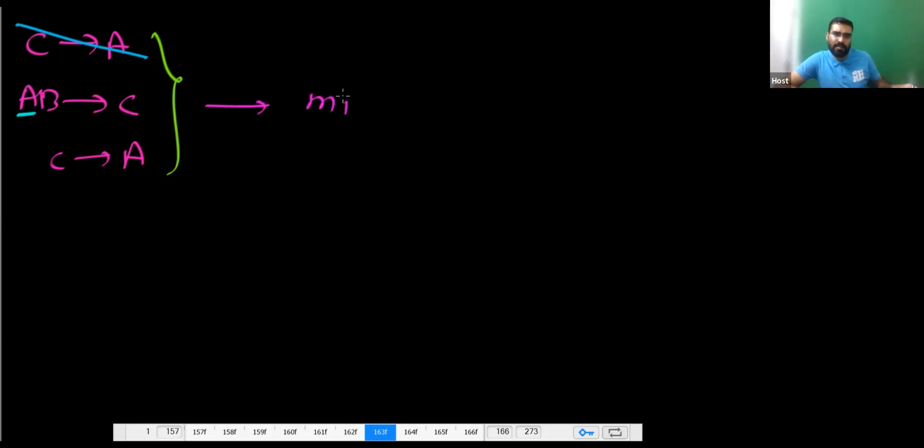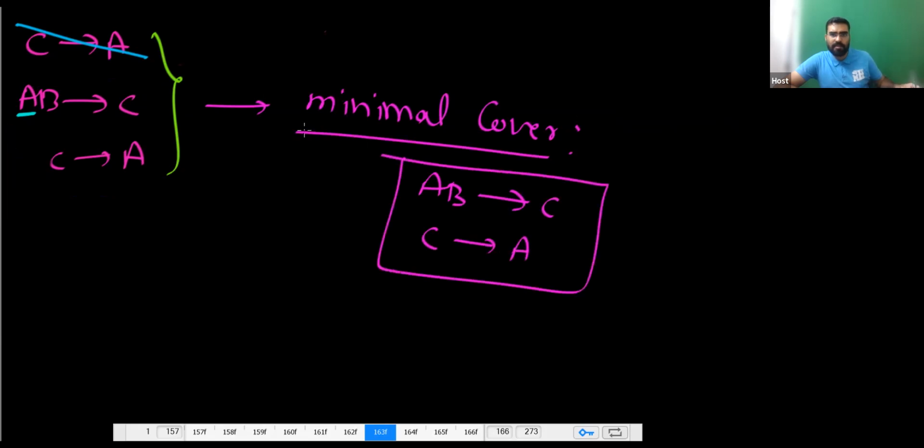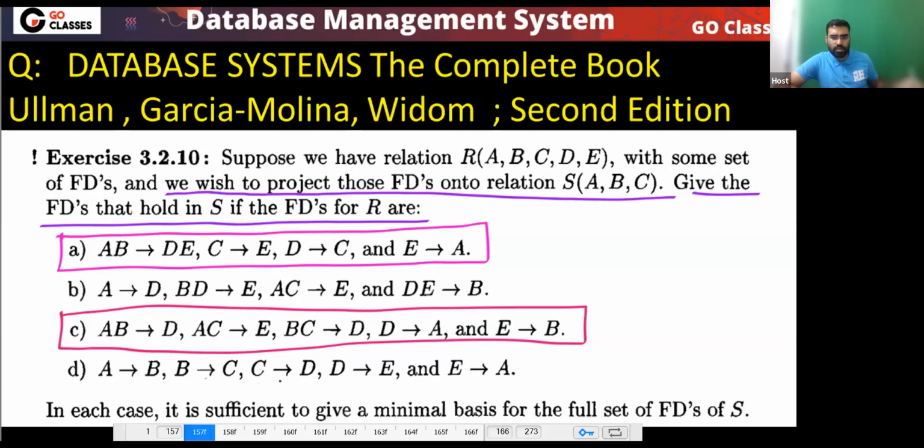So finally your minimal cover will be what? Your minimal cover can be AB determine C and C determine A. This is one possible minimal cover, right? So this is what the question is asking. This Ullman question is asking that in each case, just give one minimal cover.